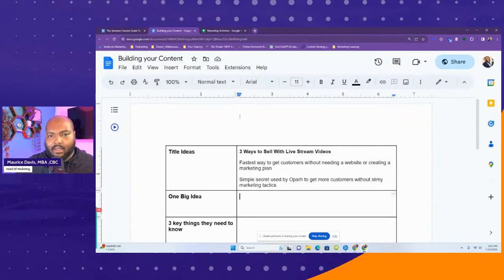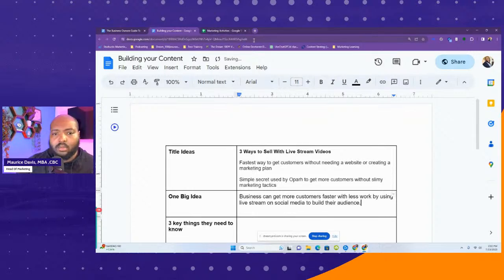The one big idea is businesses can get more customers faster with less work by using live stream on social media to build their audience. Okay. So that's the big idea.